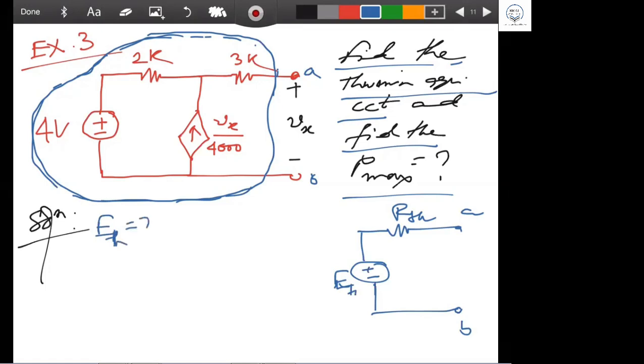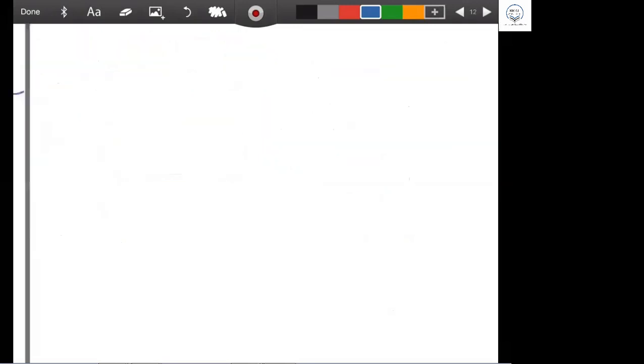So E Thevenin, how do you find it? You have to open the source, VAB, and VAB means Vx. Vx is actually your E Thevenin. So Vx will be equal to what? If you can find that, it will be your E Thevenin, because this is the open circuit voltage. Since this is a dependent source, we should find E Thevenin first, not R Thevenin. R Thevenin we'll find later.